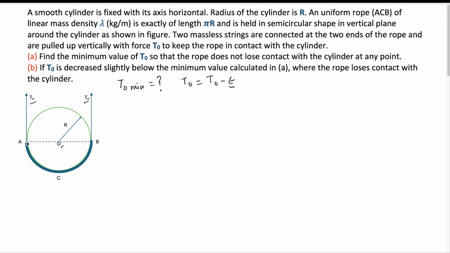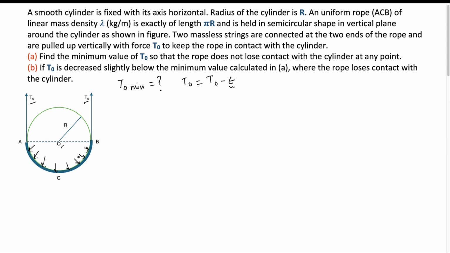Because the rope is being pulled by these two strings. Therefore, the cylinder is applying some normal force here on the rope. You see that? Since the rope is being pulled by the string, therefore this tension T0 should balance this normal force also. Therefore, we need to compute the normal force as well before we write the equation.